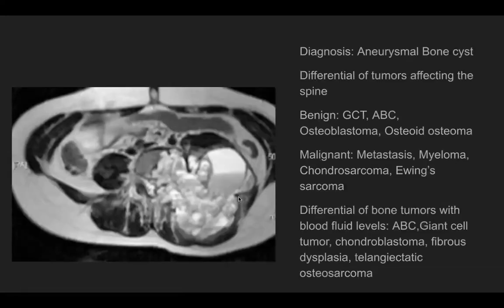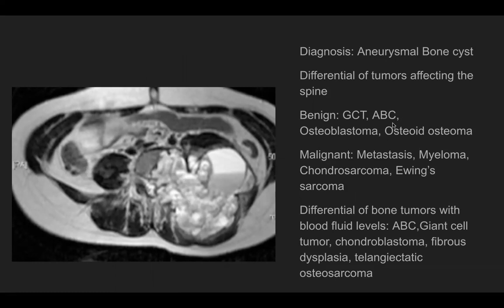So we decided to do an MRI, and in the MRI we see an expansile lesion involving the body as well as the arch of the vertebra, and the entire tumor consists of blood fluid levels. So this is an aneurysmal bone cyst. So we discussed which tumors affect the spine.